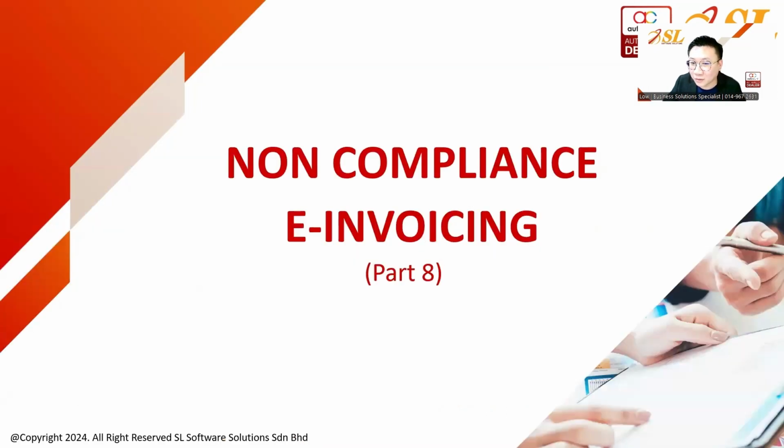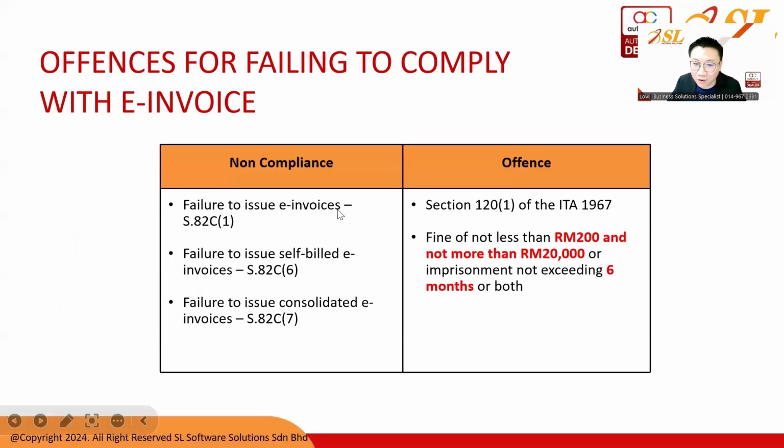Okay, so I will focus on the non-compliant invoice. In case you cannot comply with all these invoices, self-billing and consolidated must be submitted on the 7th calendar day, or you cannot comply. And then the charges are 200 until 20,000.